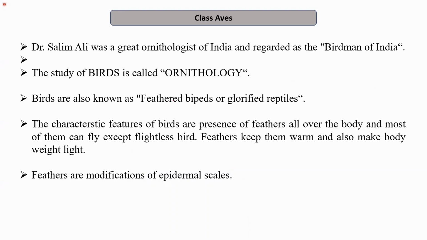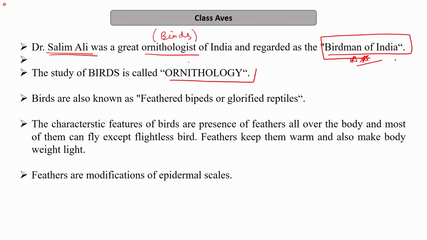The next is class Aves. So Dr. Salim Ali, it is related. Class Aves includes birds. So Dr. Salim Ali was a great ornithologist in India and is regarded as the birdman of India. The study of birds is called ornithology. Birds are also known as feathered bipeds or glorified reptiles.